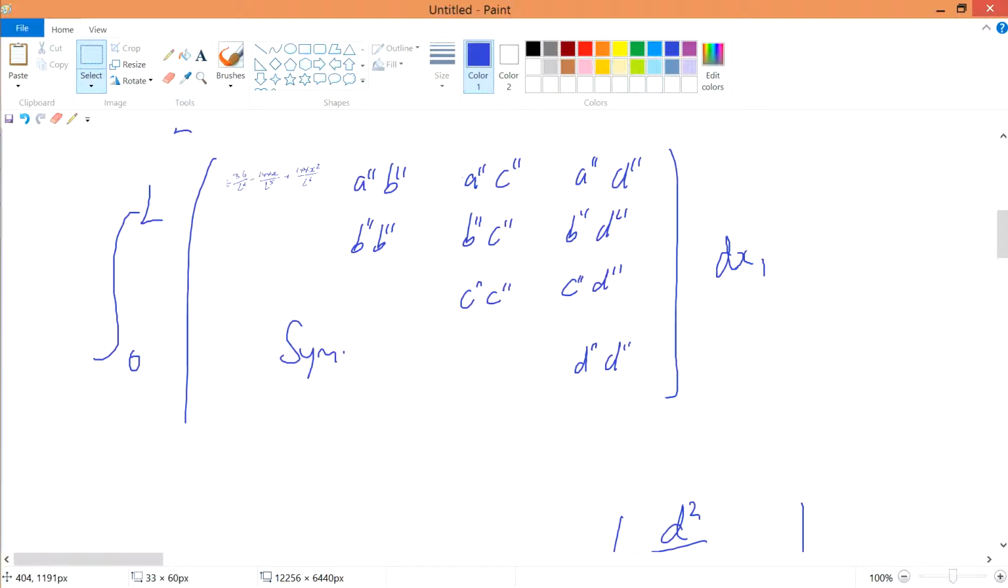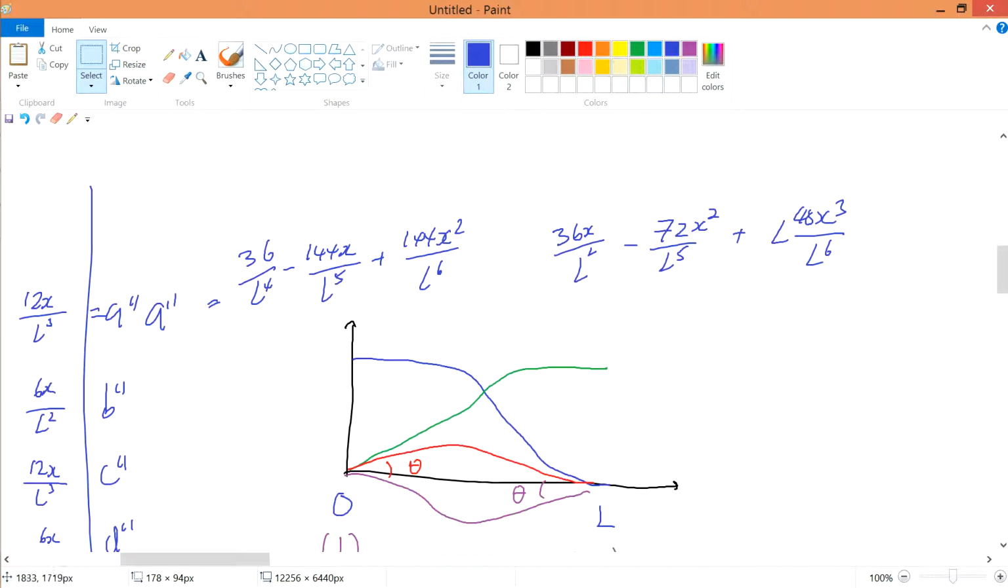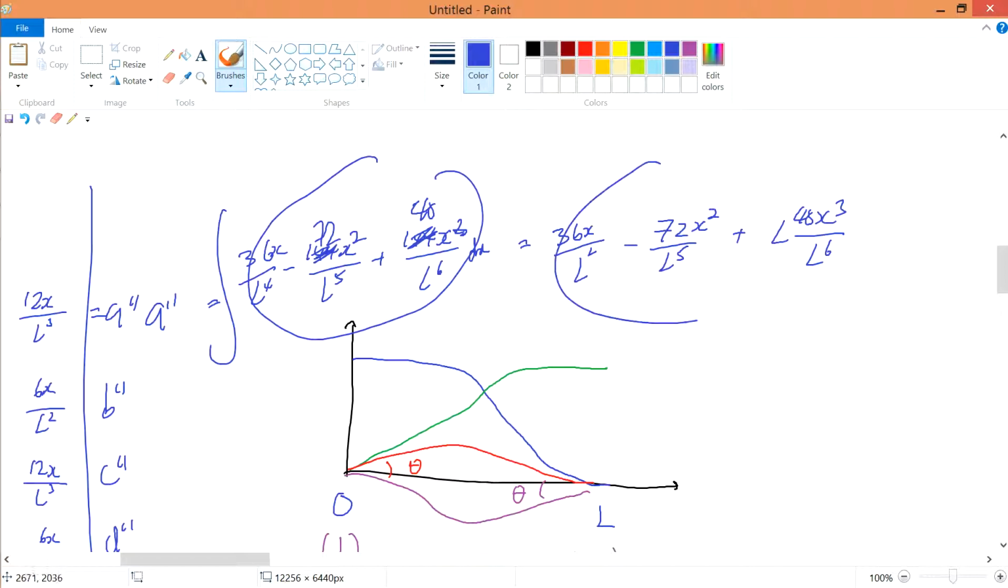Now I'm going to integrate this thing. If I were to integrate your a prime prime in terms of dx, I'll have 36x, and then x squared divided by 2, because it's just integration only. Then this is cube, so divided by 3, I have 48. So therefore this thing over here is simply the one I'm writing over here. You can double check: 36x, 72, x squared, and then 48x cubed, things like that.